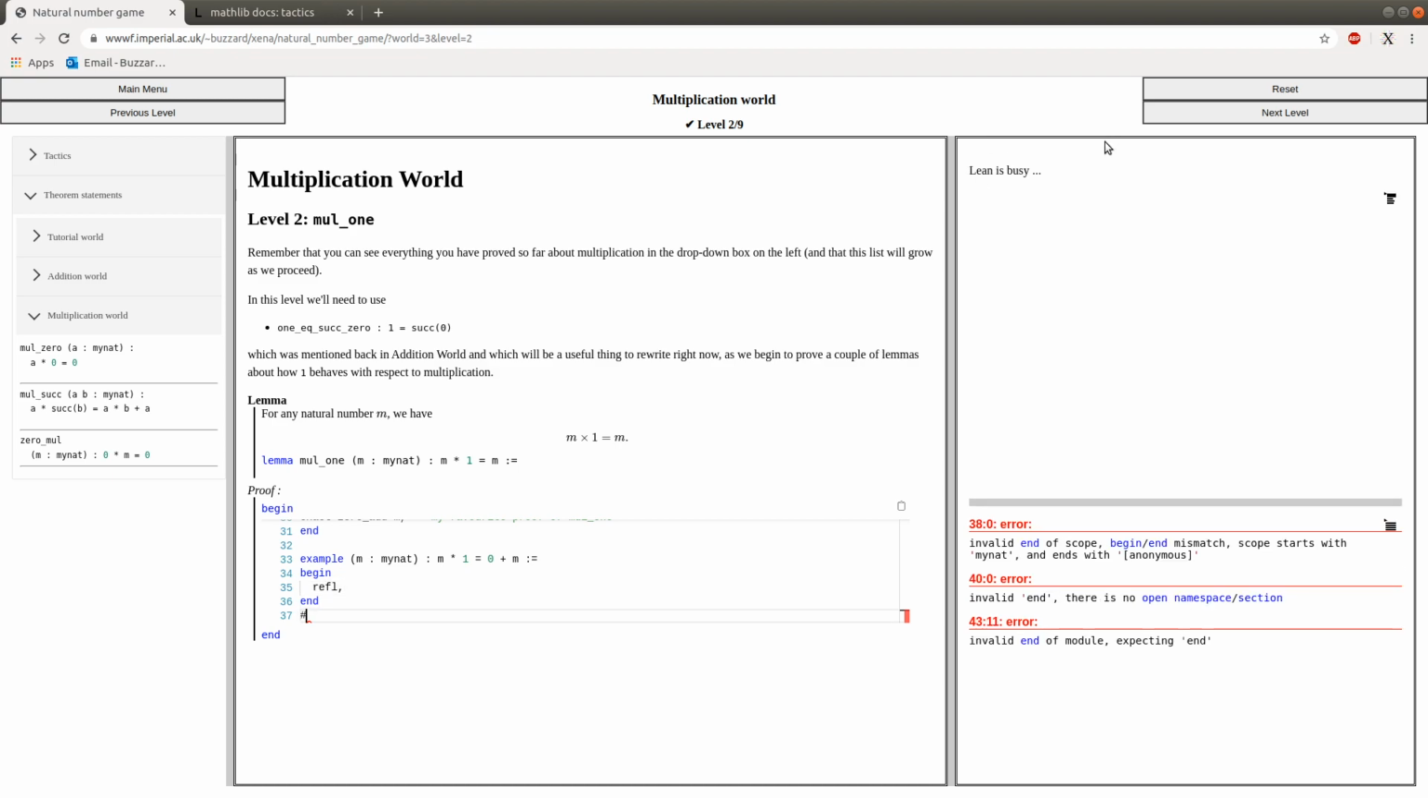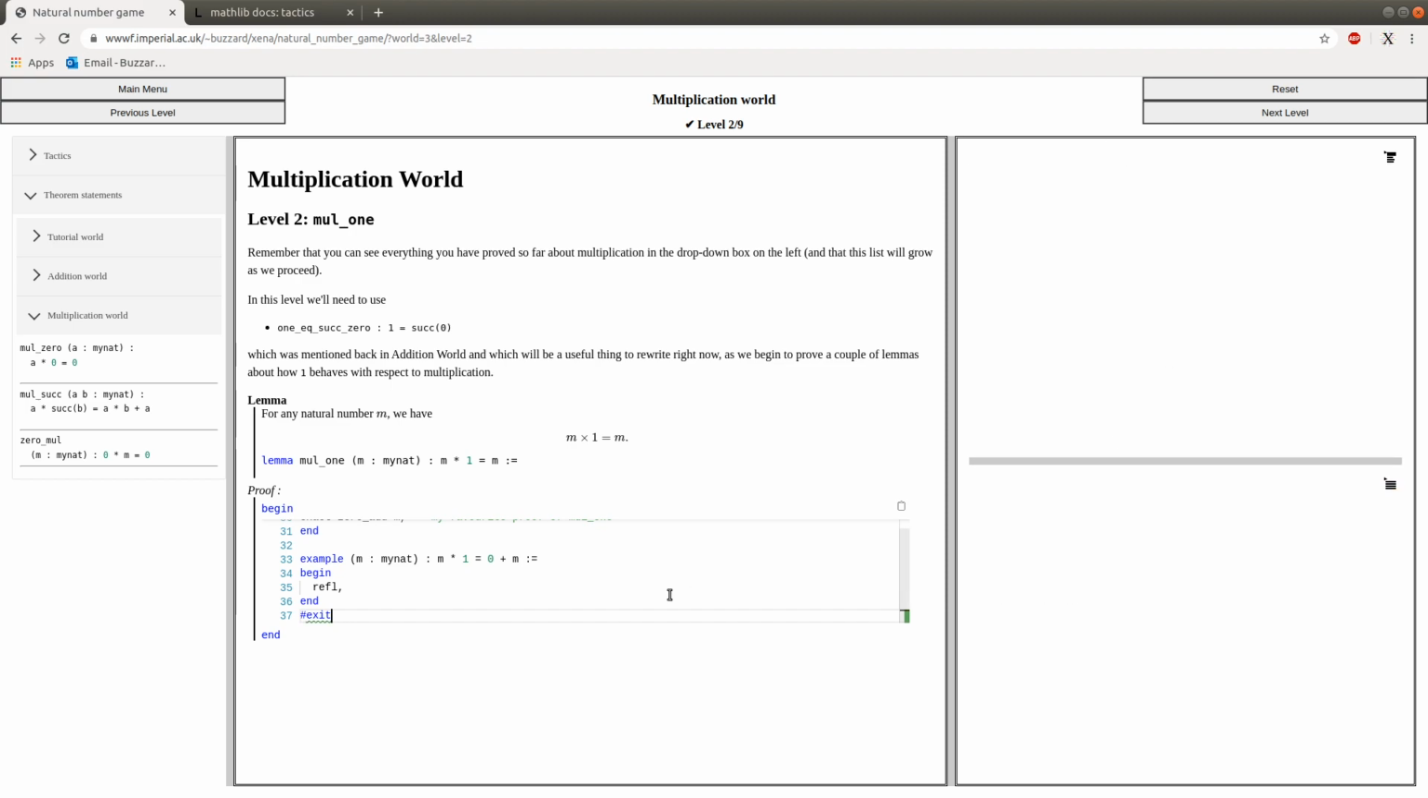Oh, I've got crazy errors down here. Let's do this. There we go. So you can see m times 1 is 0 plus m. That's true by definition, it turns out. This is just more indication that what's true by definition is not mathematically important. M times 1 isn't equal to m by definition, or m plus 0, but it is equal to 0 plus m.